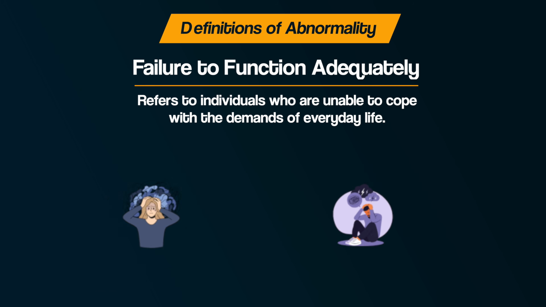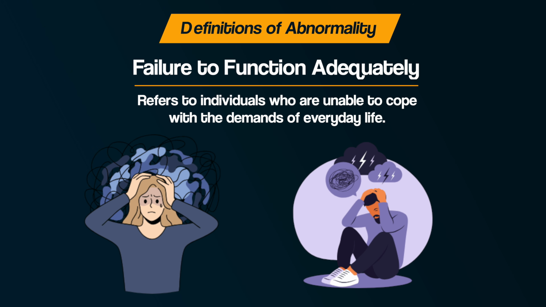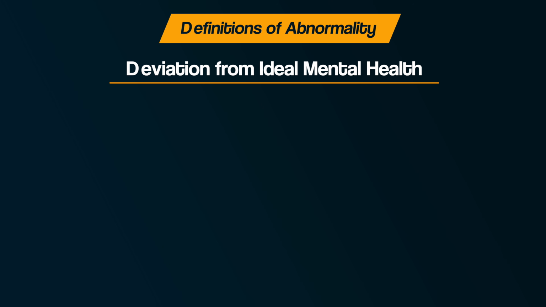For example, struggling to hold down a job due to severe anxiety, or being unable to maintain basic hygiene and self-care due to depression. Finally, deviation from ideal mental health. Write down now how someone could be defined as abnormal according to this definition.